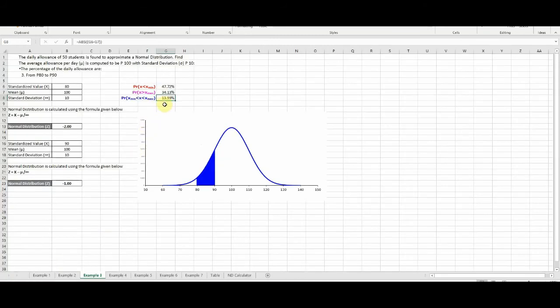Now, meaning to say, the probability of students having an allowance of 80 to 90 pesos is 13.59%. Let's go with the second example.